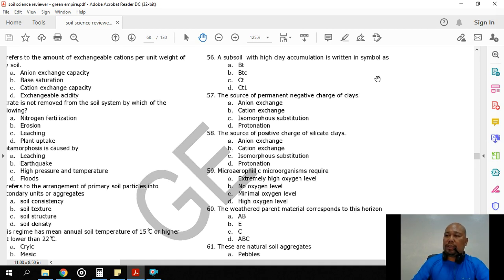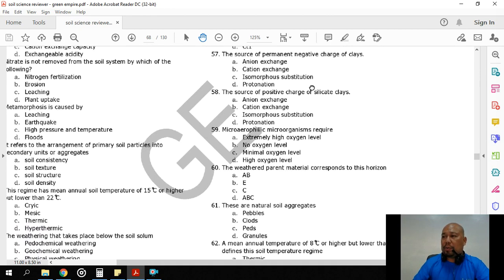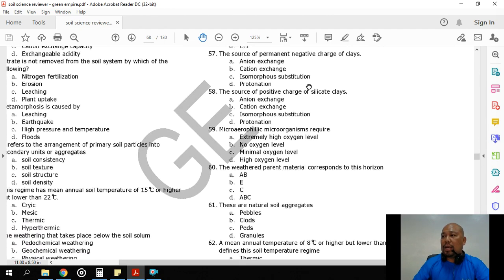Number 56. A subsoil with high clay accumulation is written. I don't know the answer to this. The other co-teacher assigned on this, Ma'am Rene Jane, knows better than me. So I pretty much assume she has covered it already.